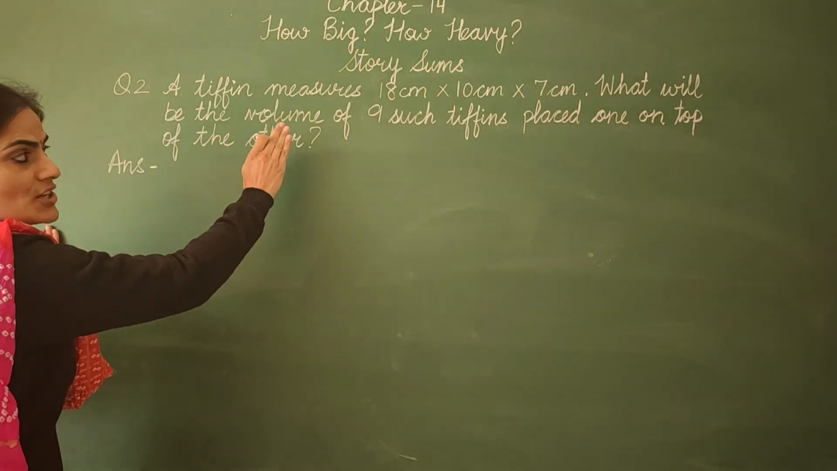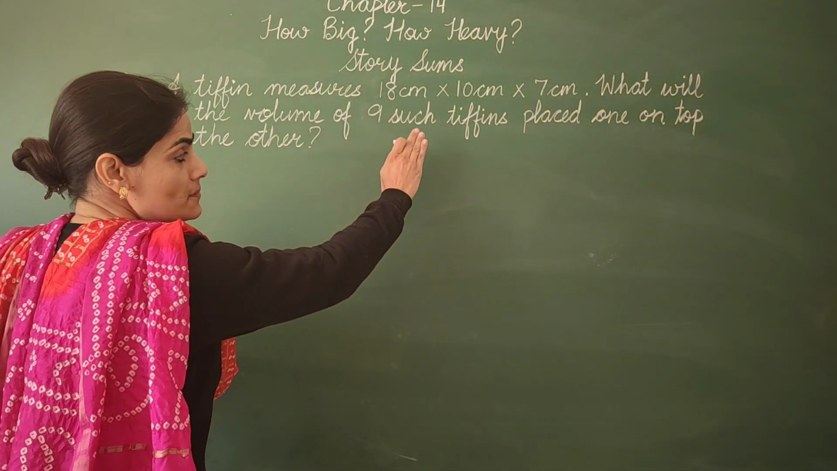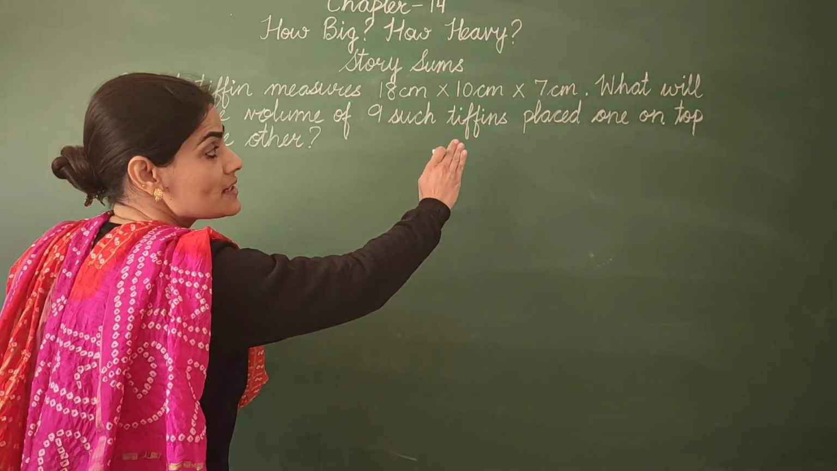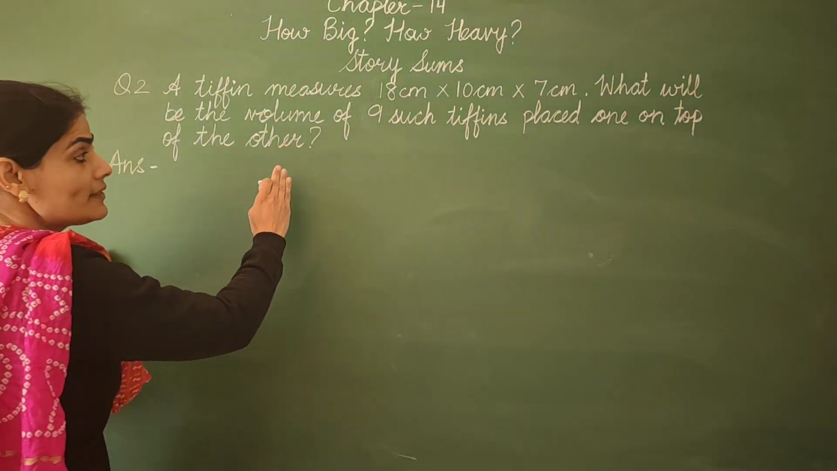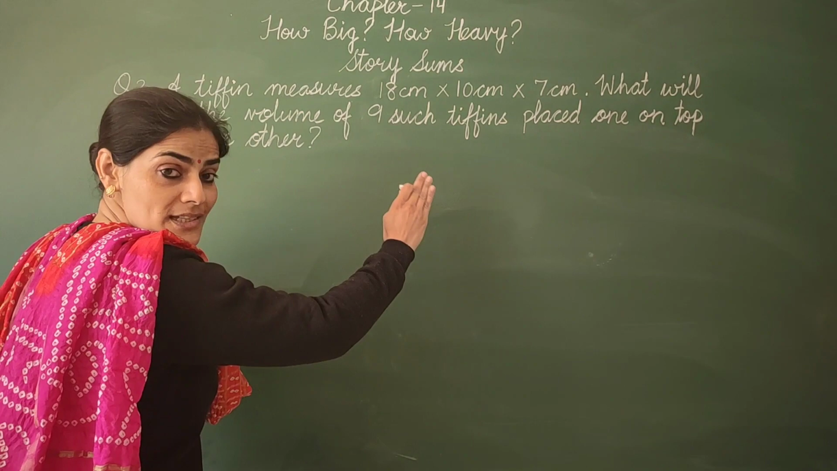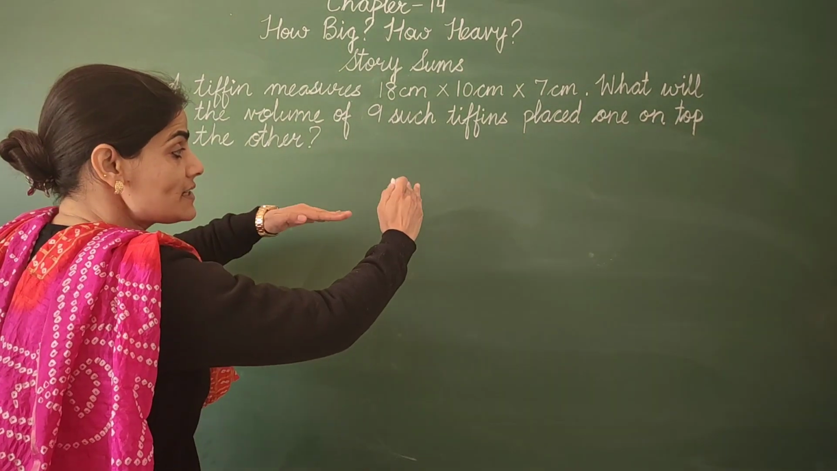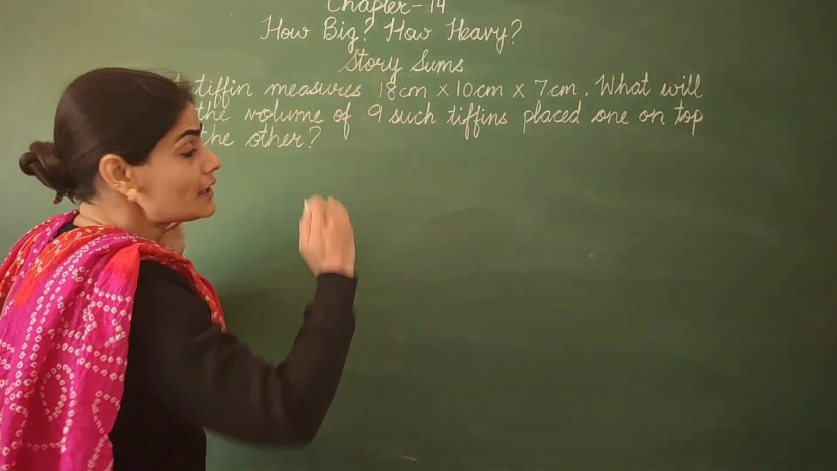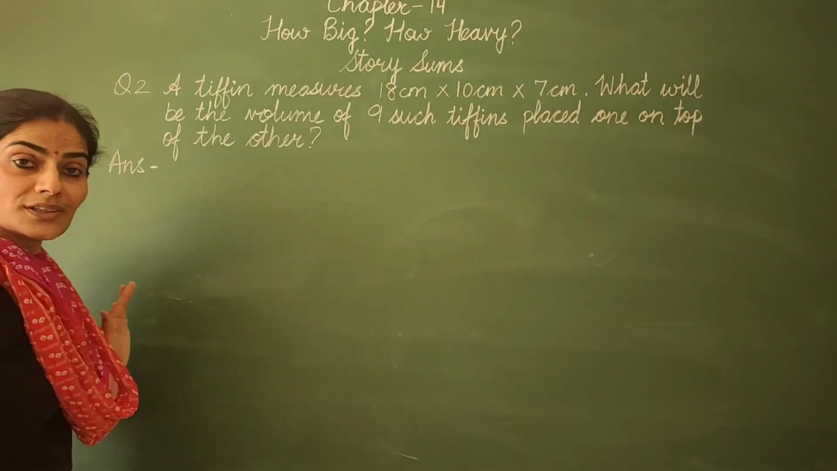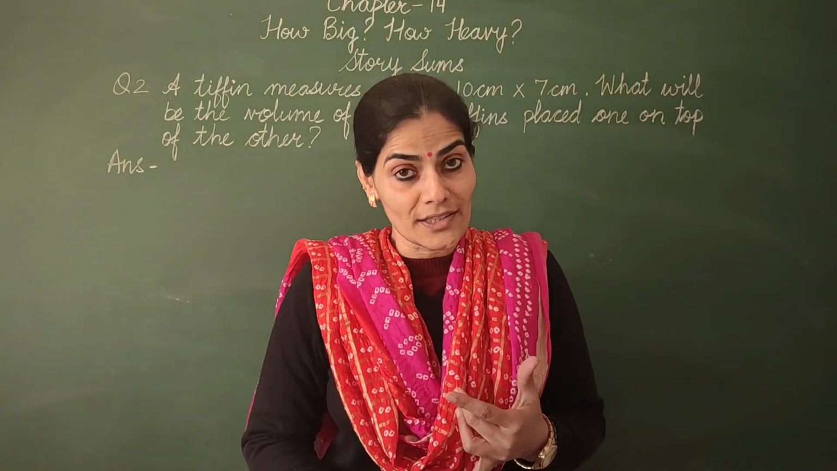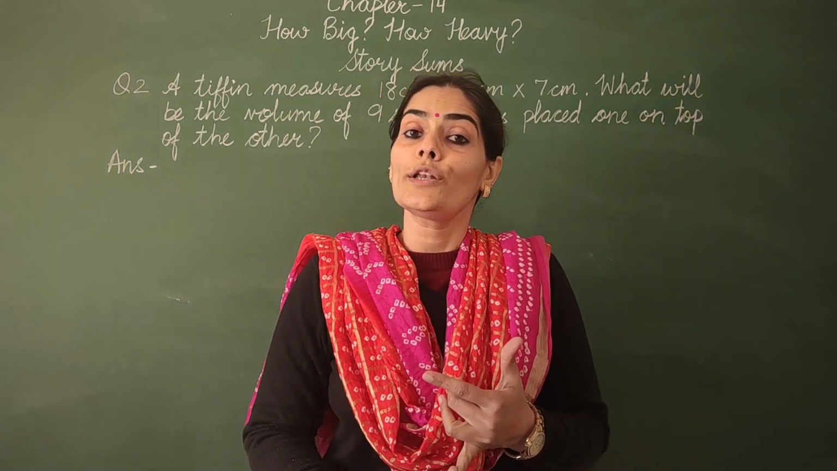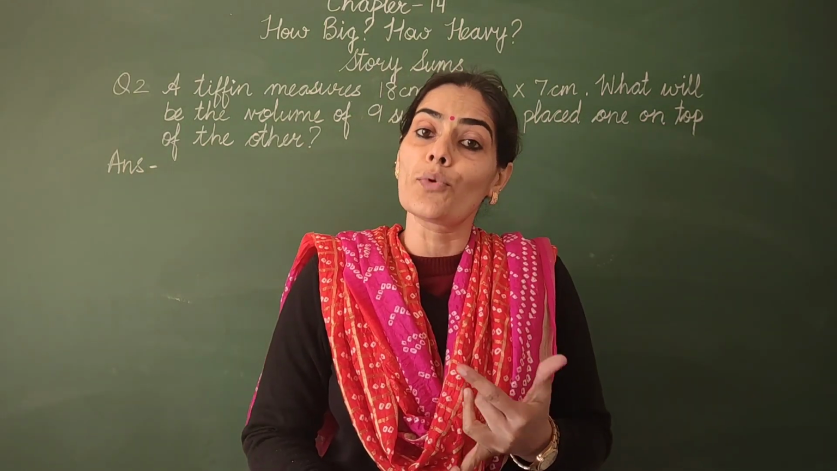Let's read question number 2, students. A tiffin measures 18 centimeter by 10 centimeter by 7 centimeter. What will be the volume of 9 such tiffins placed one on top of the other? So students, first we are going to find the volume of one tiffin and the volume of 9 tiffins will be more.